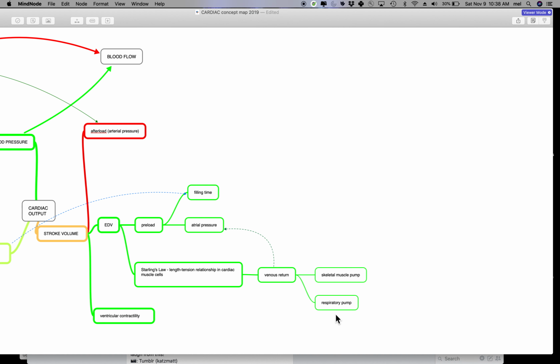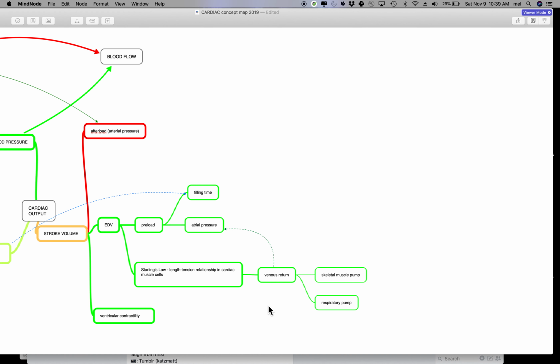But the primary components of venous return are the skeletal muscle pump, which is what your skeletal muscles are doing to your veins to help return blood, and then the respiratory pump, which is that your respiratory system, when your diaphragm contracts, it increases pressure in your abdominal pelvic cavity and a comparative decrease in pressure in your thoracic cavity, which aids in venous return, which stretches these, which aids to EDV. Okay, so all of this is related to end diastolic ventricular volume.